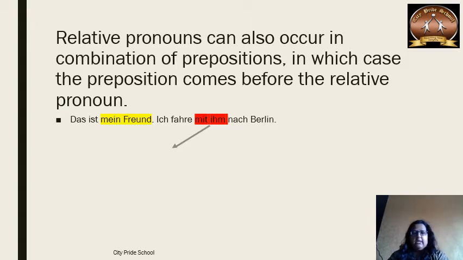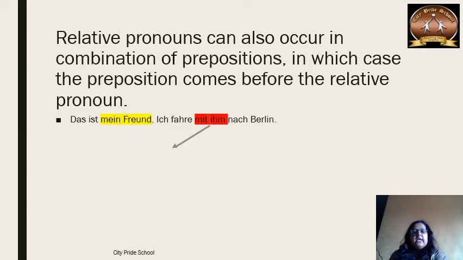Das ist mein Freund. Ich fahre mit ihm nach Berlin. Here the common part is mein Freund. And for mein Freund, ihm is the personal pronoun used in the second sentence. In English, the sentence will be, this is my friend. I travel with him to Berlin. In English, whenever we combine these two sentences together by a relative pronoun, the sentence becomes like this: This is my friend with whom I travel to Berlin.